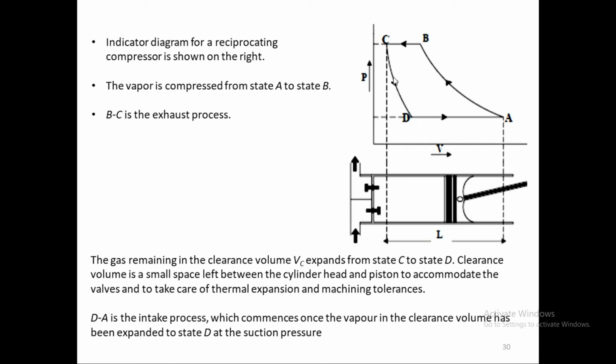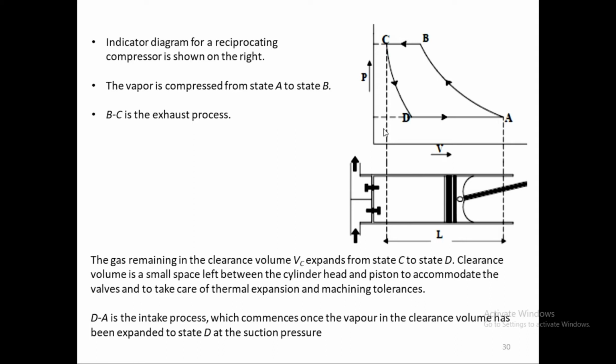So this is the diagram. The vapor is compressed from state A to state B. From A to B the vapor is compressed as the piston is moving in this direction. B is basically the top dead center, A is the bottom dead center, so from A to B it will be compressed. B to C is the exhaust process, so the gas which is compressed will be exhausted, let out from here.